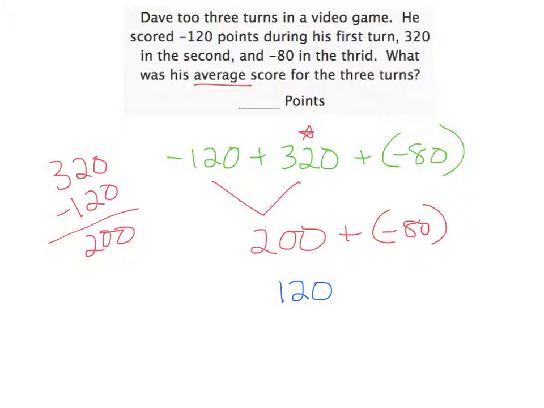Now, let's go back to the word average. That means when you add up all the values and divide by how many there are total. So in this case, we had 1, 2, 3 entries. So we are going to do 120 divided by 3. And what that will give us is 40. So the average score is 40 points.